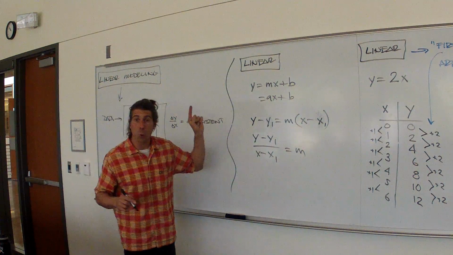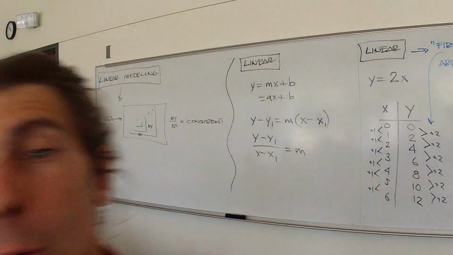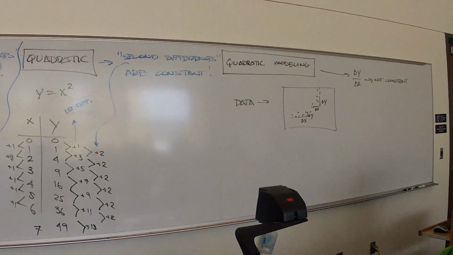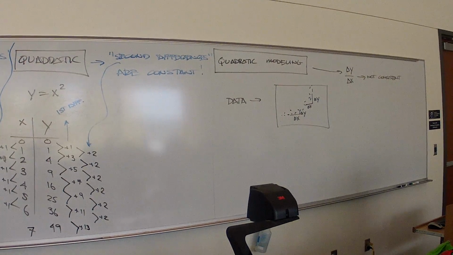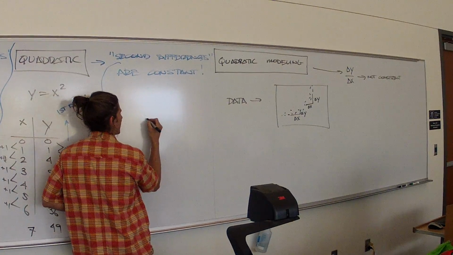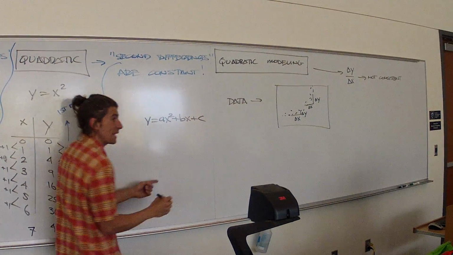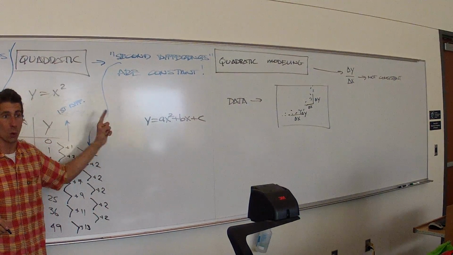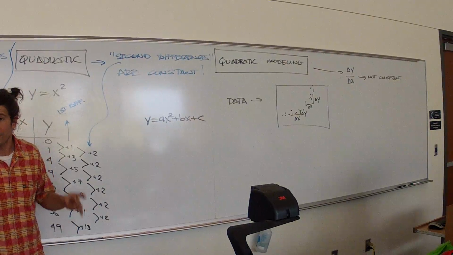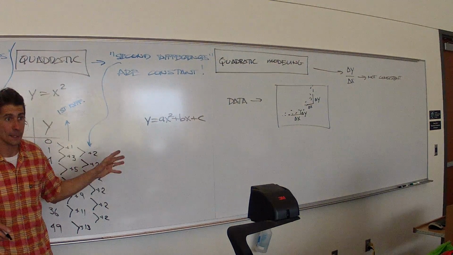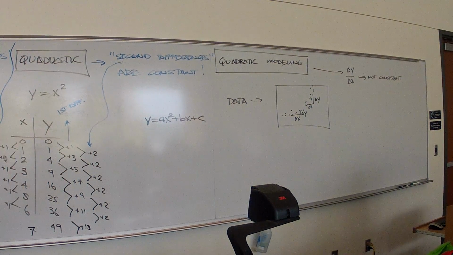Now, for a quadratic equation, the most commonly used form is y equals ax squared plus bx plus c. If this doesn't ring a bell from previous math classes, don't worry, it's okay if it doesn't. We'll deal with it in about 10 minutes.